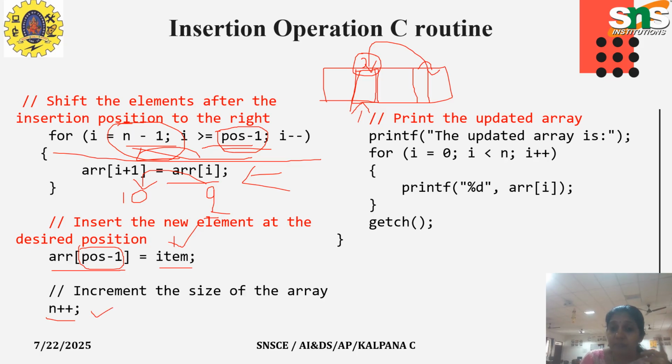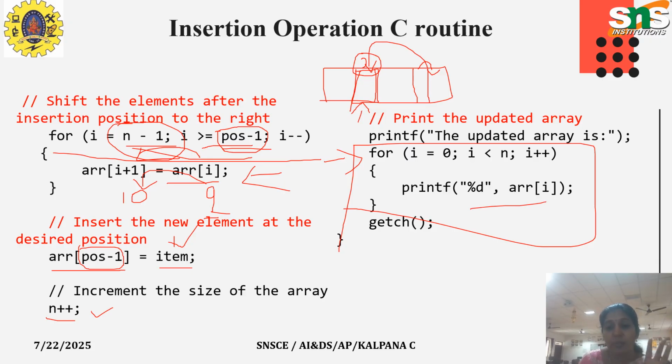Then we are going to print this updated array. For printing also we have to use the for loop the same way, and we are printing the values as such. So this is how the insertion operation is done in an array. We have to keep in mind that when inserting we have to right shift the elements. Okay, thank you.